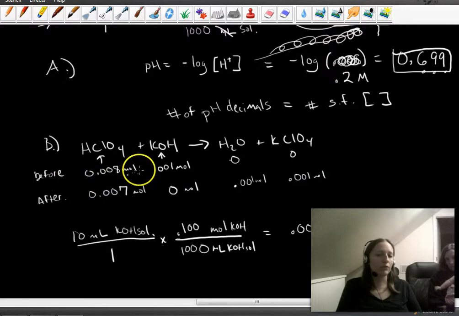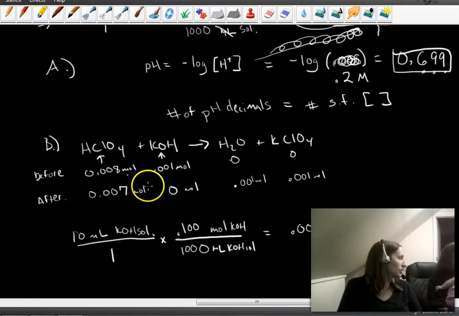Okay, so before, this is a chart that you need to set up because it's going to save you a lot of time with the stoichiometry.